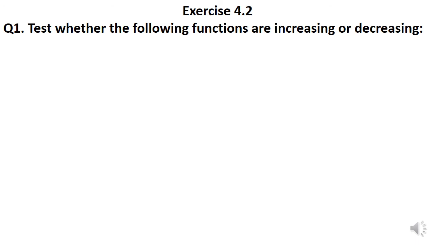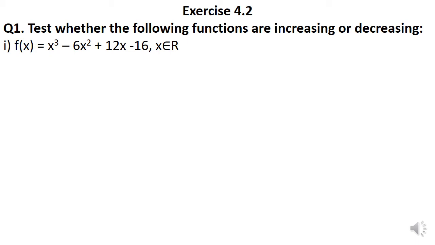So we begin with exercise 4.2. The first category of questions is to test whether the given functions are increasing or decreasing. The first question here: f(x) is x cube minus 6x square plus 12x minus 16, x is a real number. Now the procedure is the same for all sums of this type.